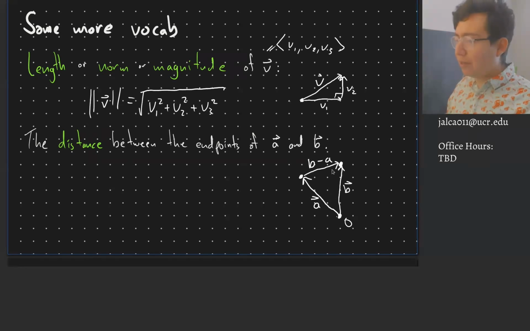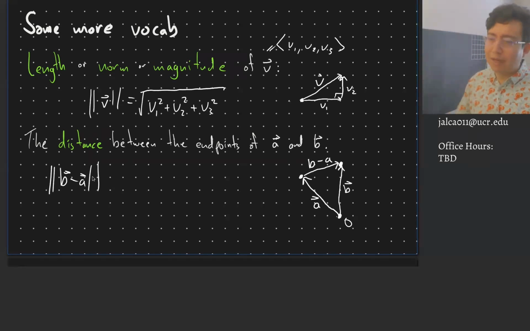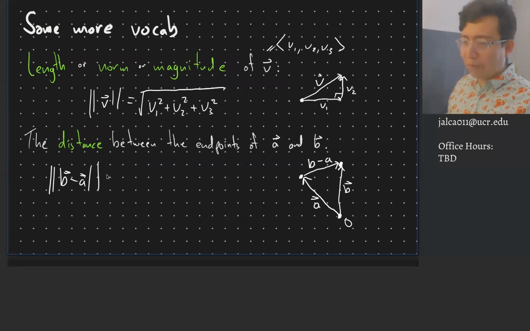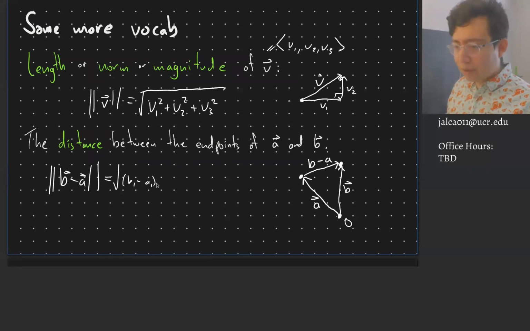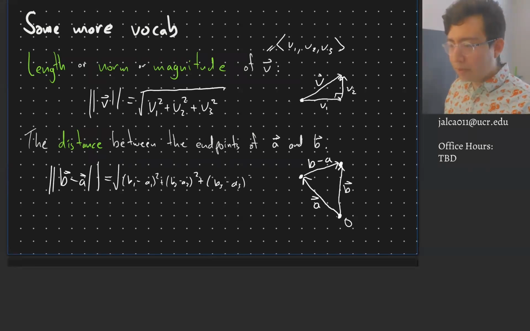Okay, so we have now this vector. So now we can just compute the length of this vector. So the distance between endpoints of A and B is the magnitude of B minus A. Okay. And this is the distance between these points here. So you can come up with the whole formula for that. It's the difference between B1 minus A1 squared plus B2 minus A2 squared plus B3 minus A3 squared.